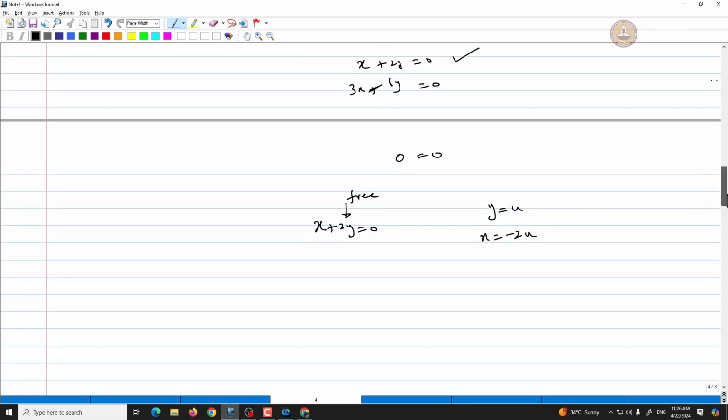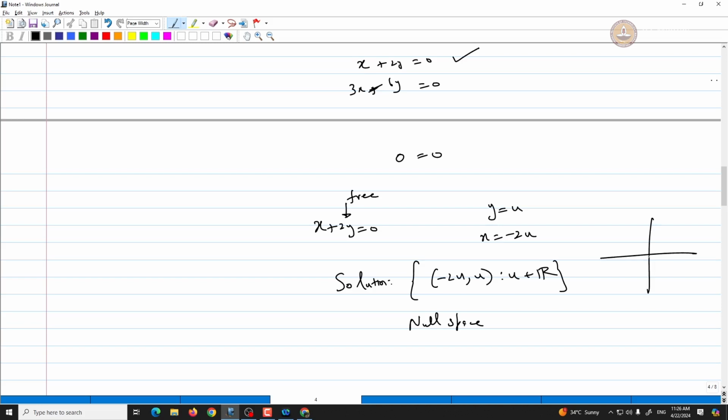So the generic solution is (minus 2u, u) for all u in R. This is the solution, and this is also the null space. Clearly this is a line through the origin, through the point (minus 2, 1). If you want to visualize it, you have the point (minus 2, 1) and this line through the origin.